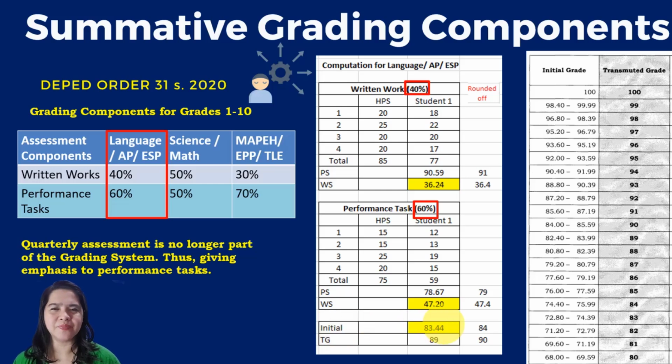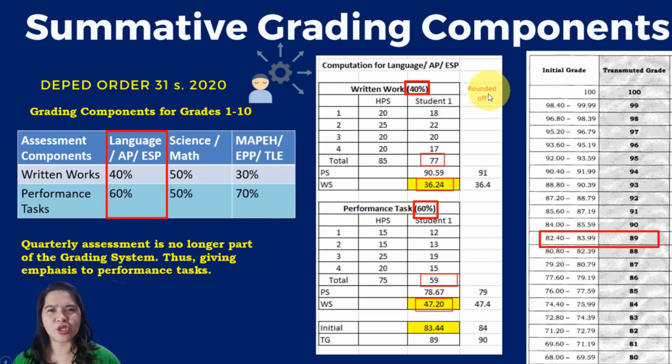And finally, we transmute the initial grade using the transmutation table provided by the DepEd order. For this example, the transmuted grade is 89. As mentioned earlier, under the new DepEd order, quarterly assessment will no longer be part of the grading system.